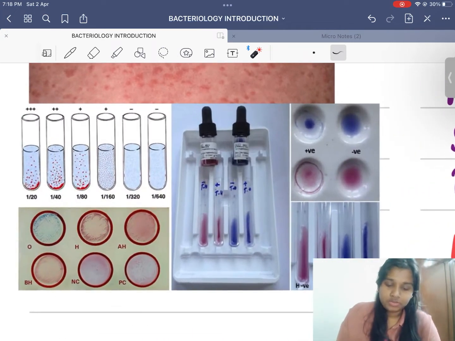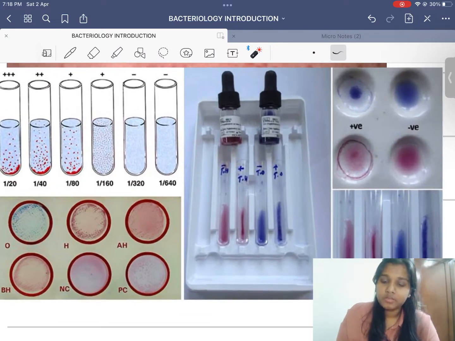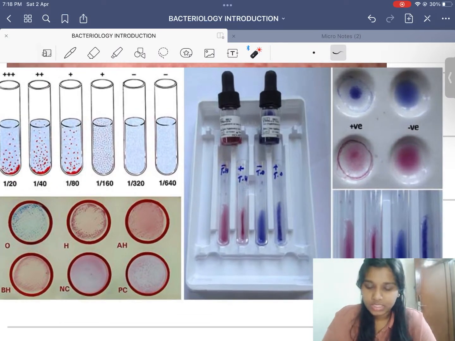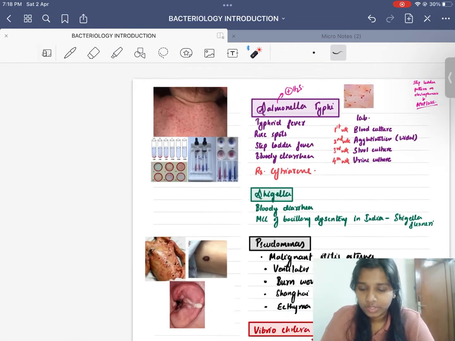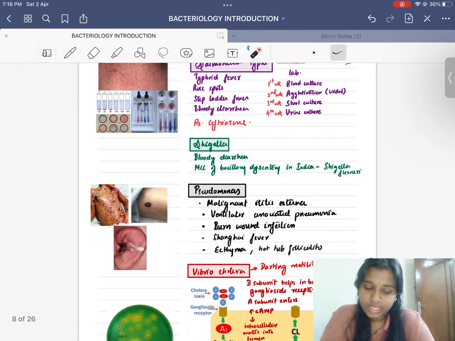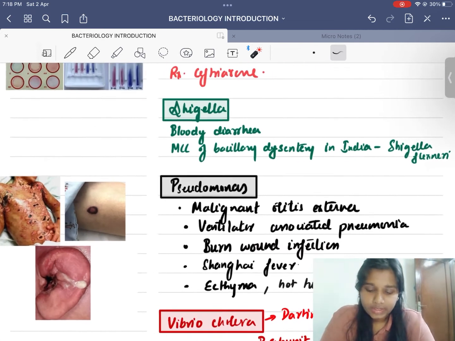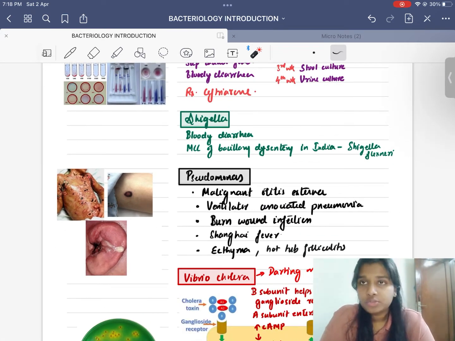So this image which I've shown here is actually the Widal test for typhoid. So just be familiarized with this image. This is the image for the Widal test for typhoid. After that we have Shigella. Now Shigella also causes bloody diarrhea. Then next you go to Pseudomonas.